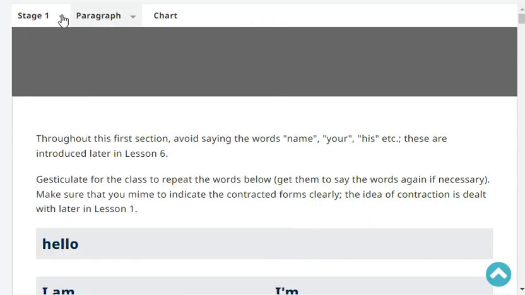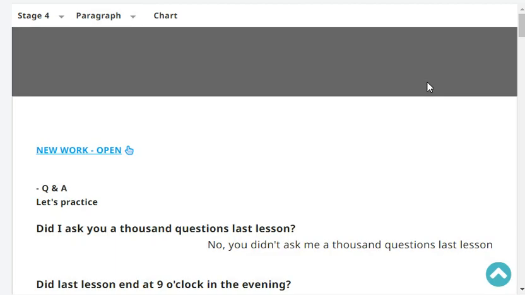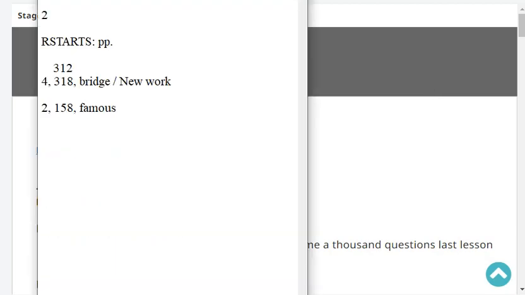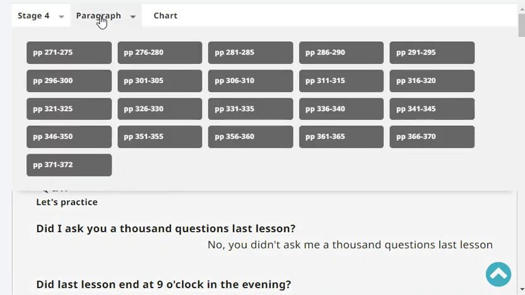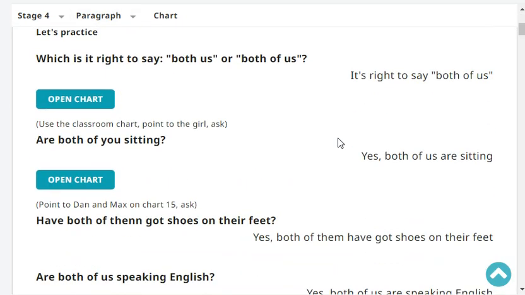We are at stage 4, paragraph page 318. Okay, and our last headword was bridge, new word type of lesson. Okay, so let's start with revision. Ready?